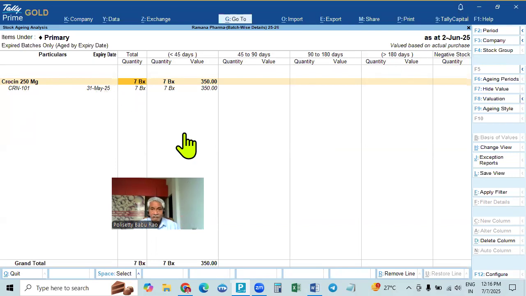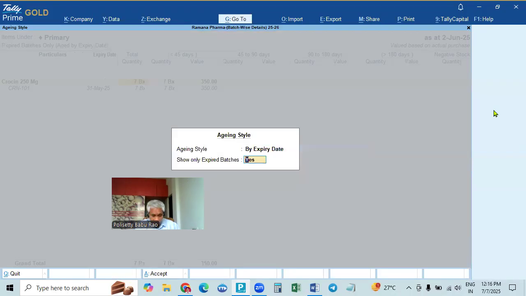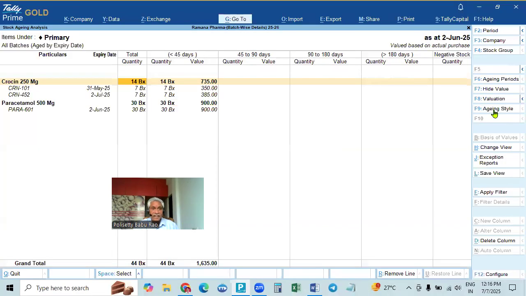So only expired. If you want to see all the details, go to aging details, then here you make it no, not only expired. That means all. If you take that, all batches and expiry dates will be shown. This is 2nd June, 2nd June. So 31st May, it expired. It is expired. That's why it is showing in expired. And this is also expiring on 2nd June. It can be sold up to 2nd June.